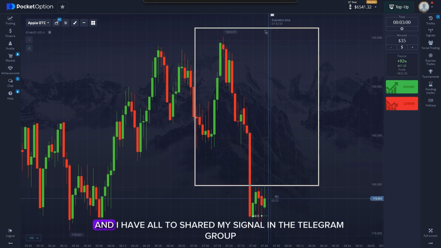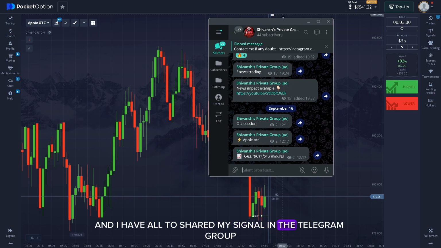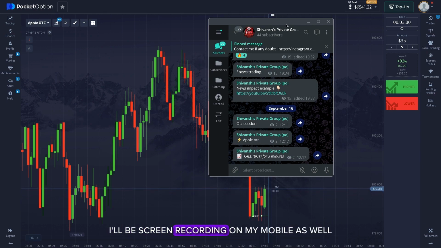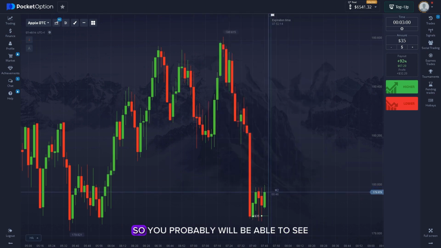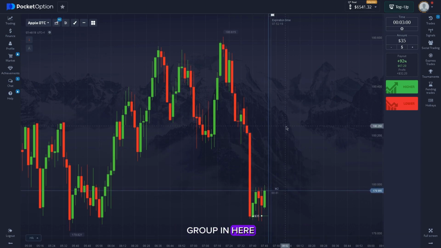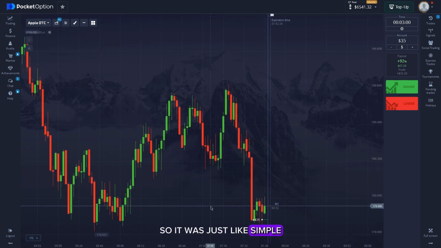And I've also shared my signal in the Telegram group. I'll be screen recording on my mobile as well, so you probably will be able to see the Telegram group in here. So it was just simple, as you guys can see.